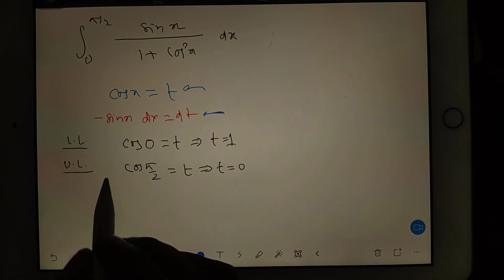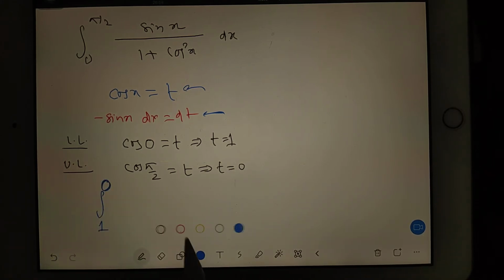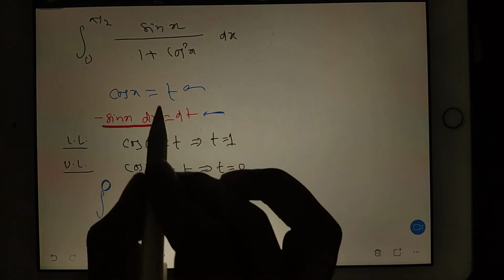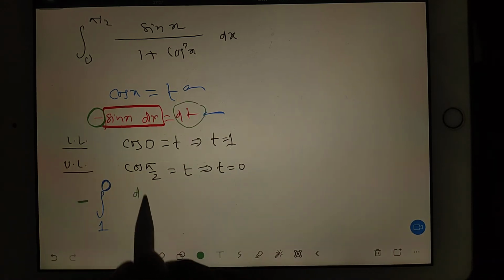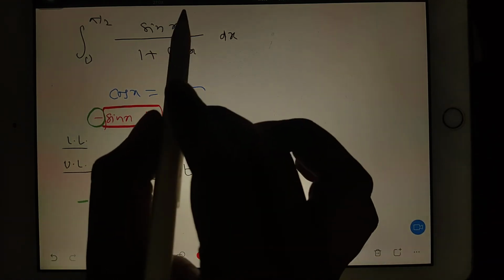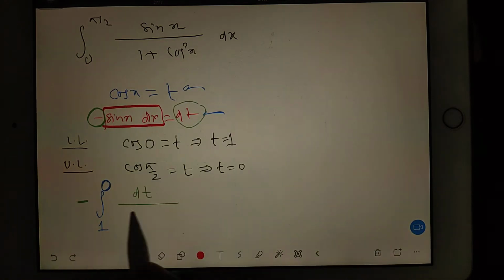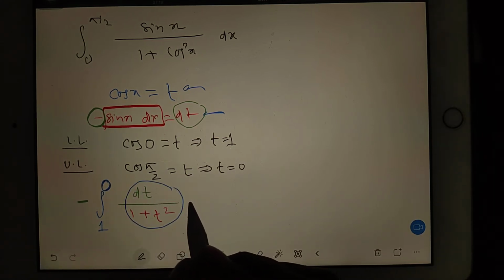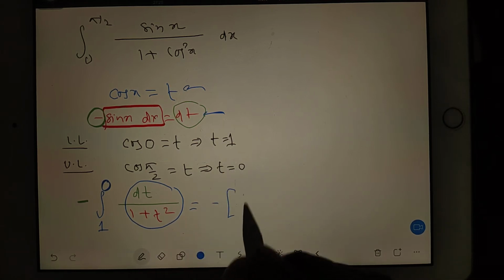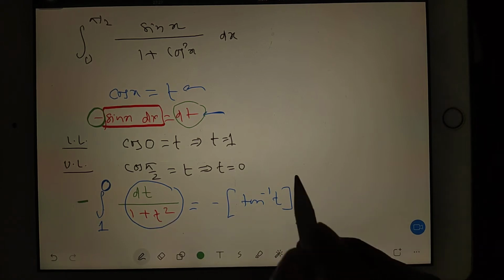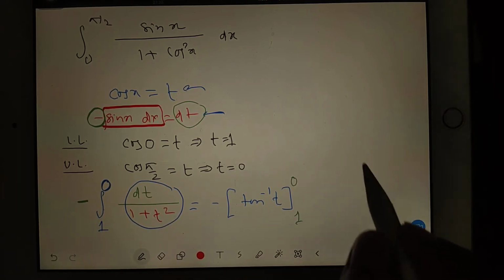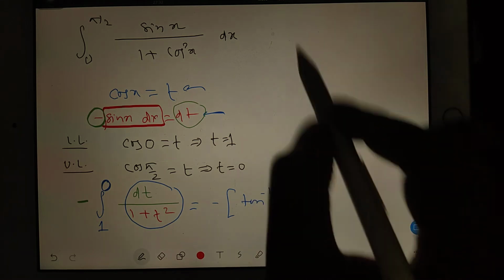Now see, the lower limit is 1 and the upper limit is 0, and this sin x dx I am going to substitute as minus dt. So taking the minus sign outside, putting dt here, and this entire 1 plus cos square I am going to write as 1 plus t square. And now you know very well, we have this formula directly. This I can directly write as tan inverse t. It means minus tan inverse t, and the limits are 1 to 0, and then I will substitute the limits.